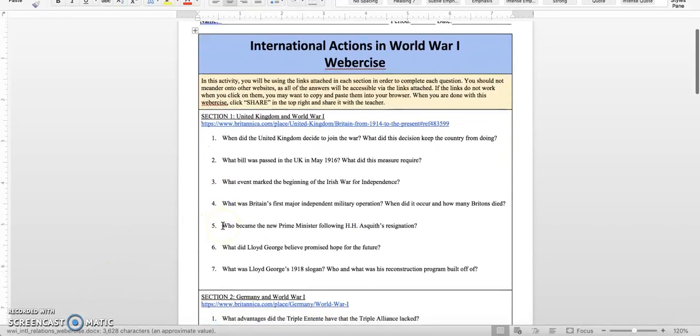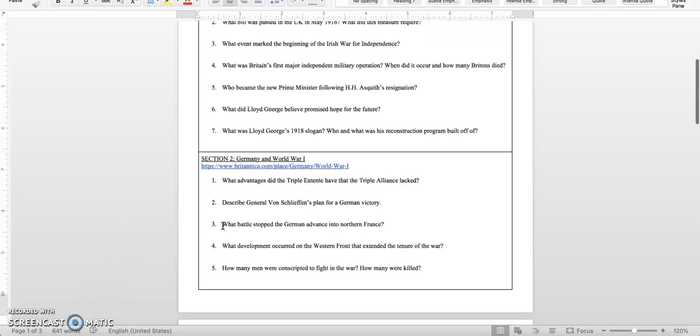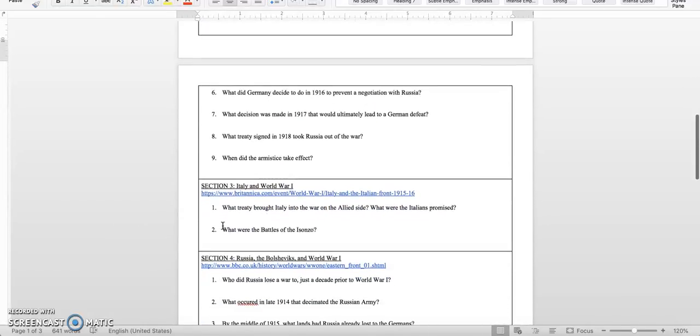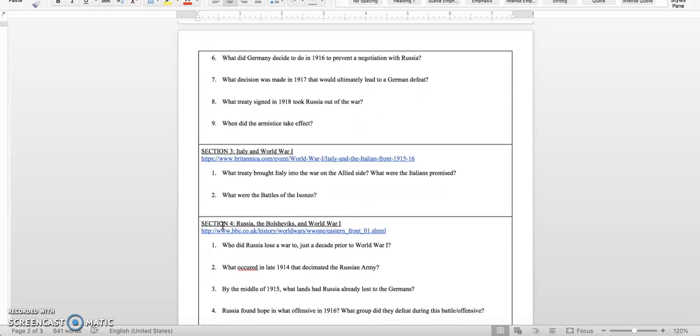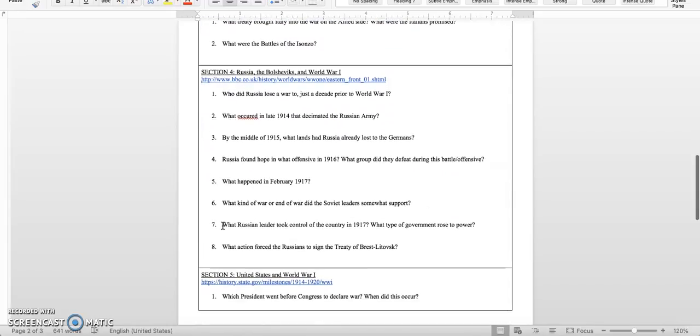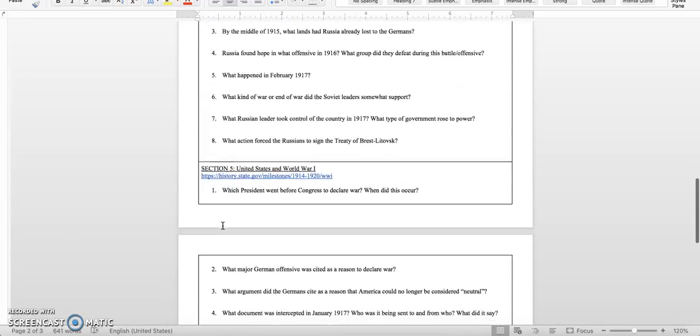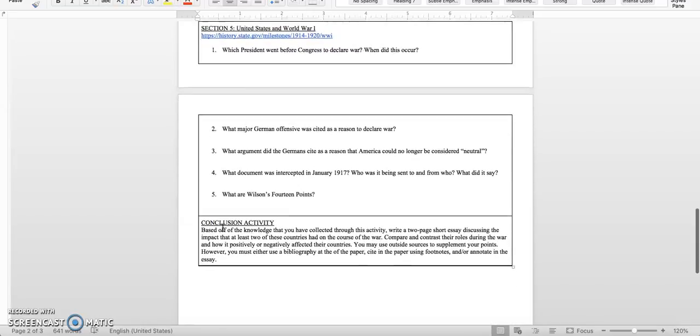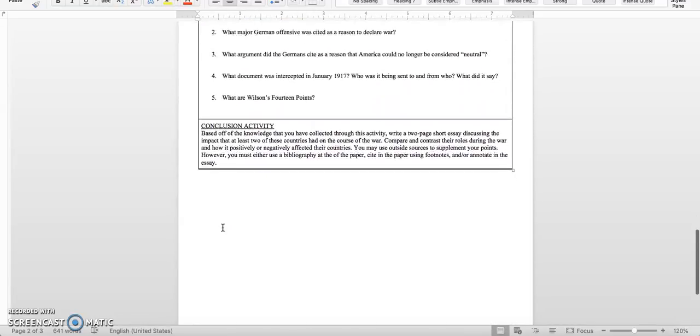You can see this activity is divided into 5 sections, each based off of 1 country and 1 article. For each question, students will be able to provide a short, abbreviated answer, whether it's in a complete sentence format or on their own in their own way. All the answers are provided through those links, so students don't have to find their own outside sources to use. And it does culminate in a conclusion activity, which is just a short essay, kind of like the summative essay, asking the students to compare and contrast the roles of 2 different countries on the outcome of World War I.